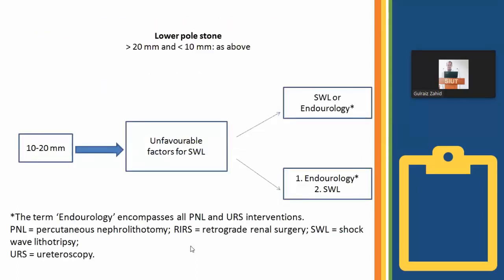These are for the lower pole stones. If greater than 20 millimeter and less than 10, as above. For 10 to 20 millimeter stones, unfavorable factors for SWL, endourology can be done.